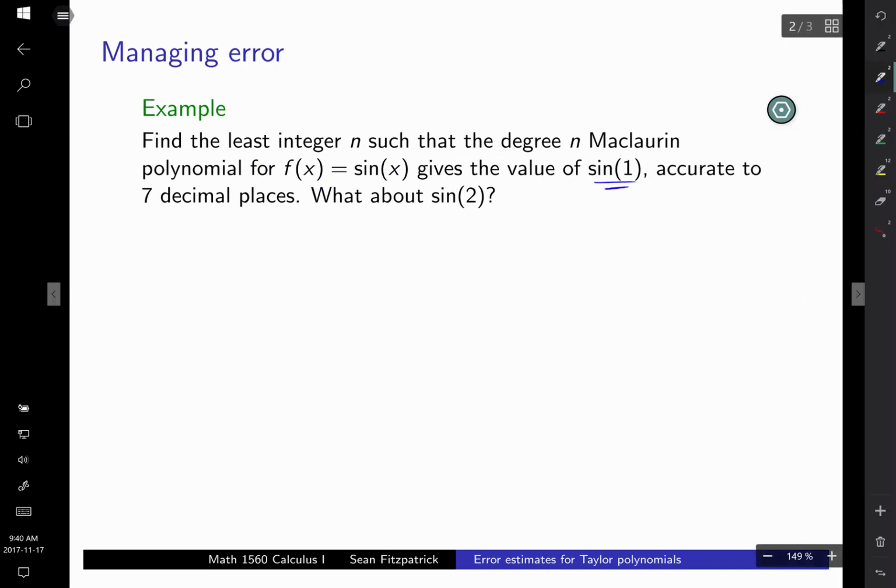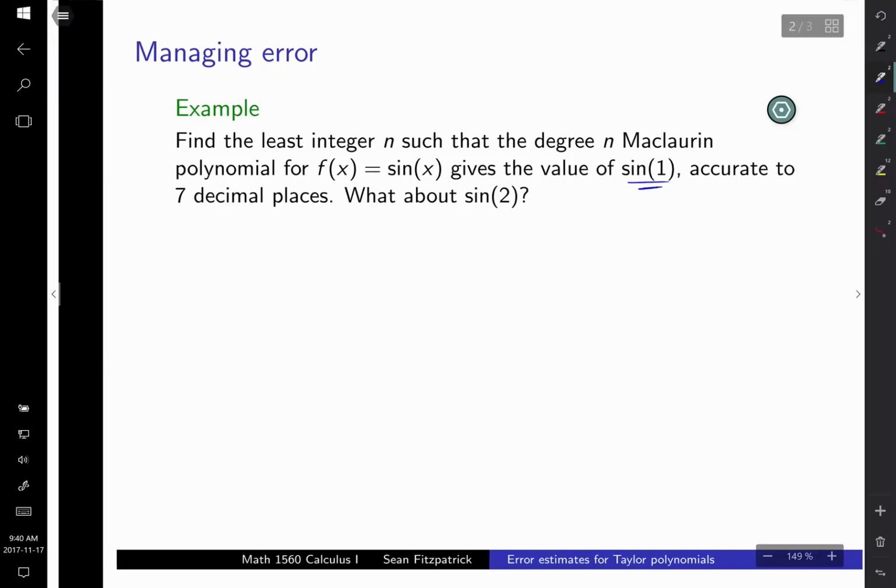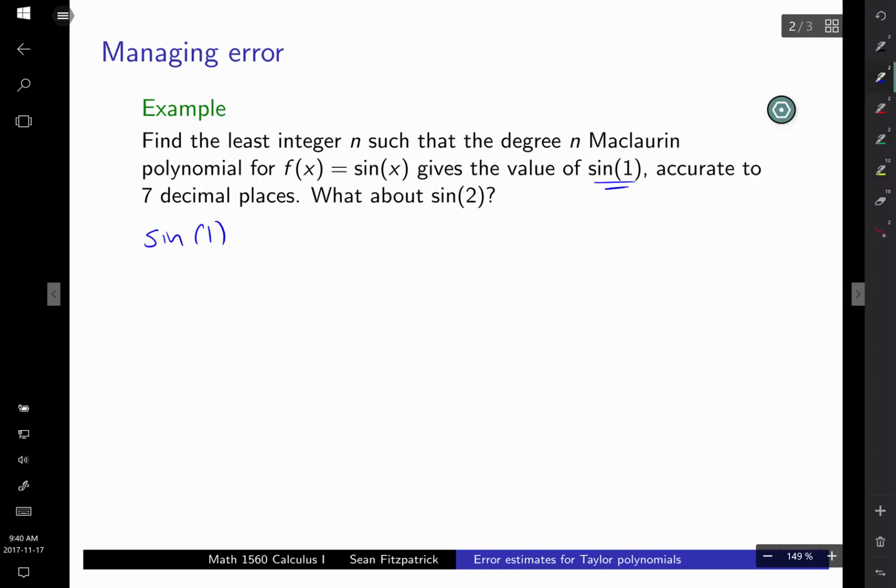We'll do the sine 1 part first. We'll come back to sine 2. So we want to find the least integer n such that the degree n Maclaurin polynomial for the sine function gives us the value of sine of 1 with an accuracy of 7 decimal places. So the idea here is that we can approximate sine of 1 by the degree n Taylor polynomial for some n, and the error in doing so is given by the absolute value of the remainder at 1.